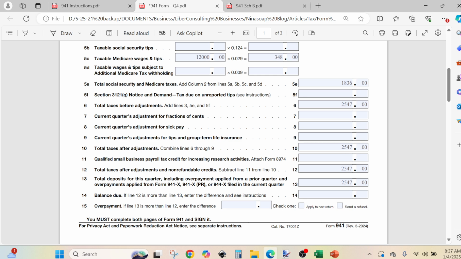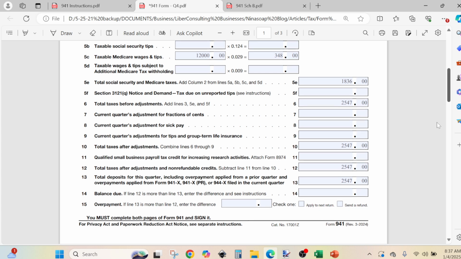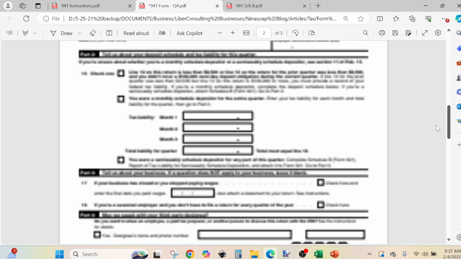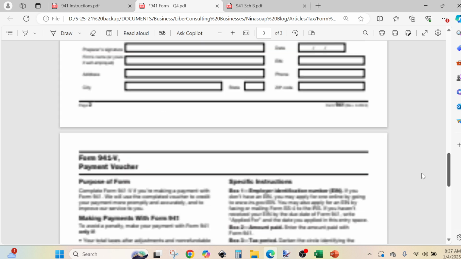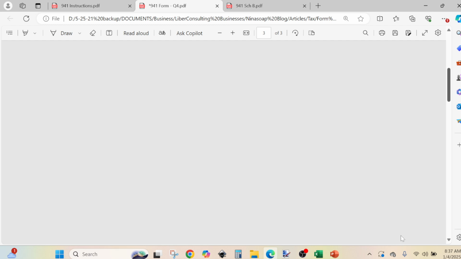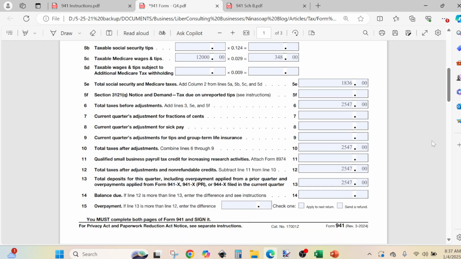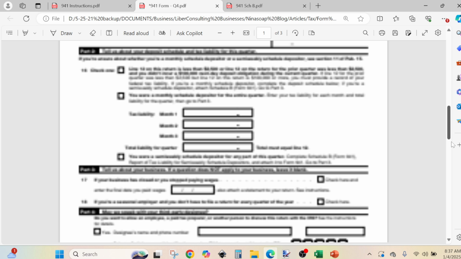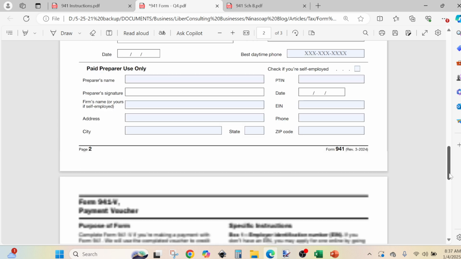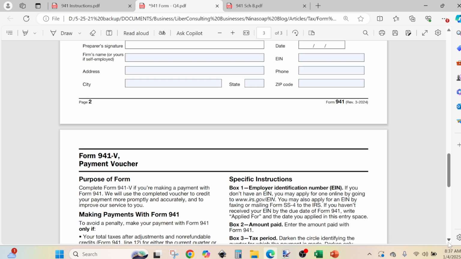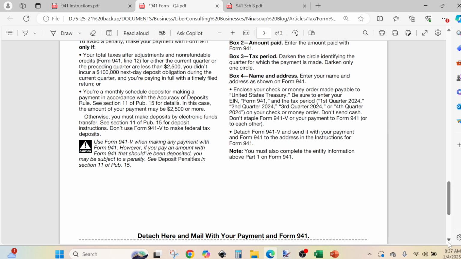But if you made deposits and you are not adding payment to the Form 941, you make sure you use the without a payment address that corresponds to the row where your state is listed, and then you choose the right address for Q4. This concludes how you complete Form 941 for Q4 2024 that is due by January 31st of 2025.